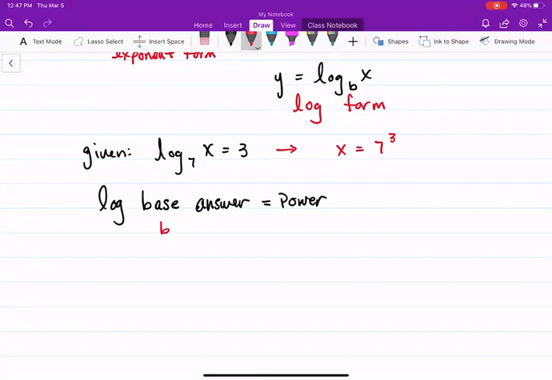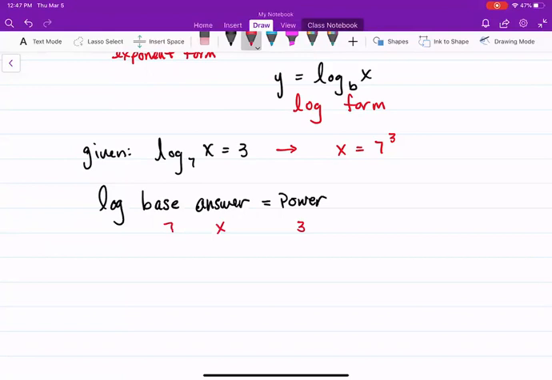So this is the b. The answer was x. Oh, sorry. You know what? I'll just call this 7, because that is the base. And this is the 3. So 7 to the third is equal to x, which is my answer.